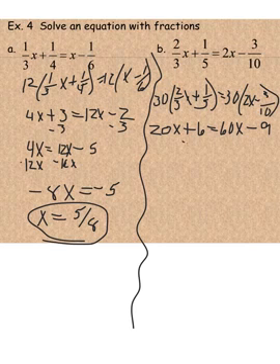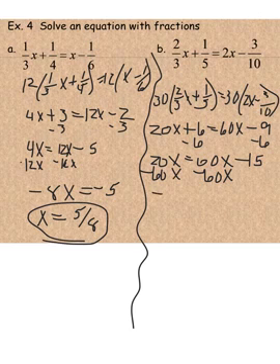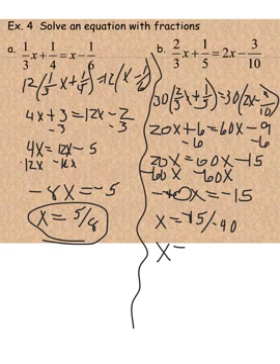Again, we'll look to combine like terms, so I'll subtract 6. That'll give me 20x equals 60x minus 15. I'm going to subtract 60x. That's going to give me -40x equals -15. Then we'll divide -15 by -40. And we'll simplify that fraction, which will give me positive 3/8.